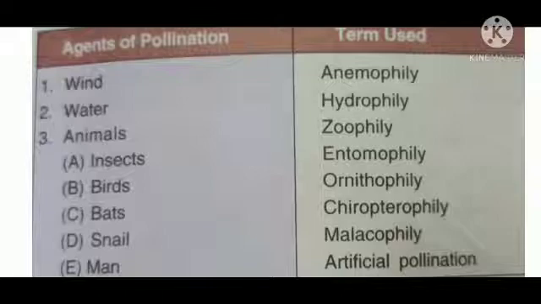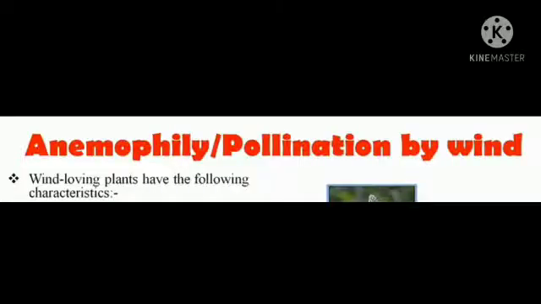And flowers which are pollinated by animals are called zoophily. Insect pollinated flowers are called Anemophily. Birds pollinated flowers are called Ornithophily. And pollination by bats is called Hydrophily. Pollination by snail is called Malcophily. And pollination by man is called artificial pollination. Let's discuss first about the Anemophily.